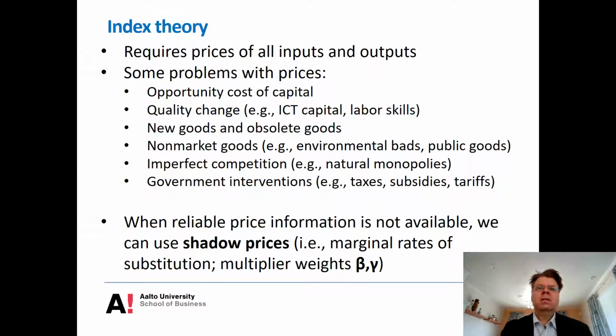So let's remind ourselves of the difficulties with the common index number approaches or growth accounting approaches as it comes to the prices. When prices are not available at all, or the price information is not reliable enough, for example, if there are some market failures or government failures, then a natural approach would be to resort to so-called shadow prices, more specifically the marginal rates of substitution of the frontier, or the multiplier weights of the DEA or convex regression approaches that we have considered.